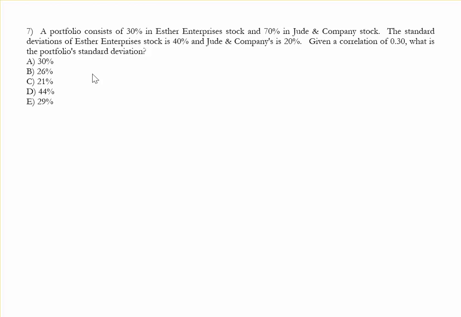Number 7 asks for the variance of a portfolio, and to do that I'm going to show you first what the formula would be. We have Esther and Jude stock, and I'm going to use those subscripts here in the formula. We're going to take the squared weights times the variances of each.